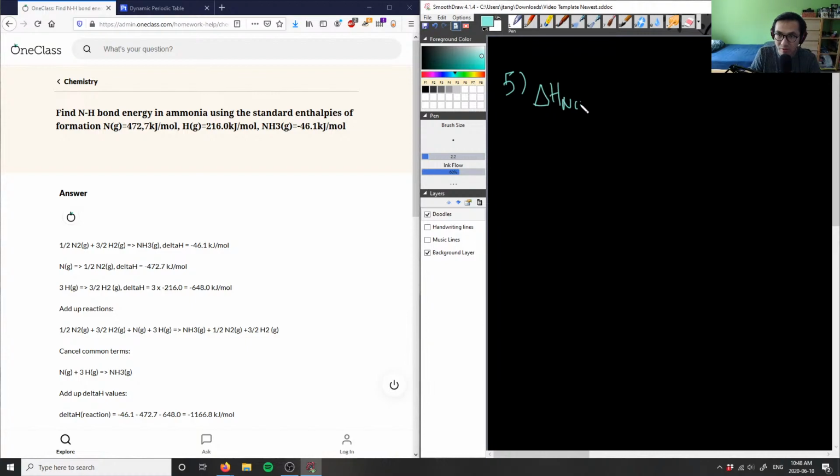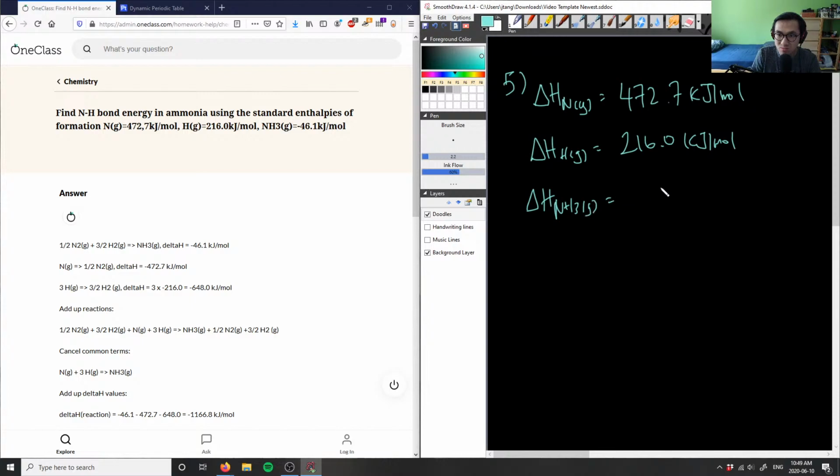So delta H of N(g) is going to equal 472.7 kilojoules per mole. I have delta H of H(g) equal to 216.0 kilojoules per mole. And then finally I have NH3, which is going to equal -46, sorry, kilojoules per mole. So given the standard enthalpy of these, we want to find the N-H bond energy here, nitrogen single bond to hydrogen in ammonia.